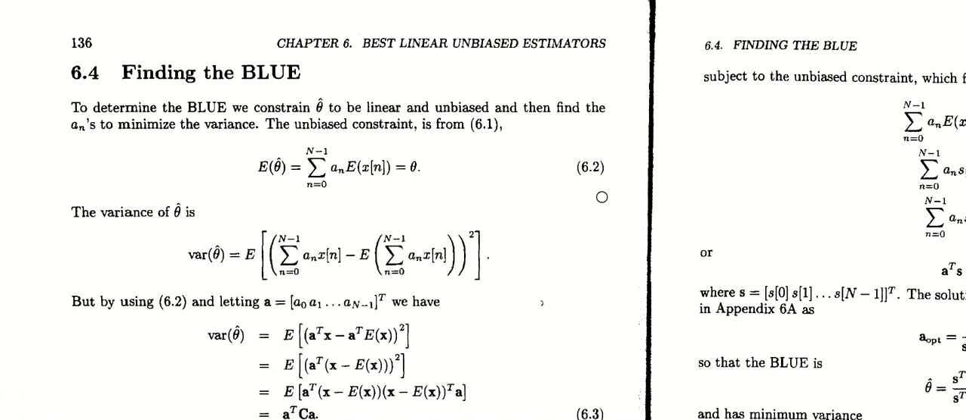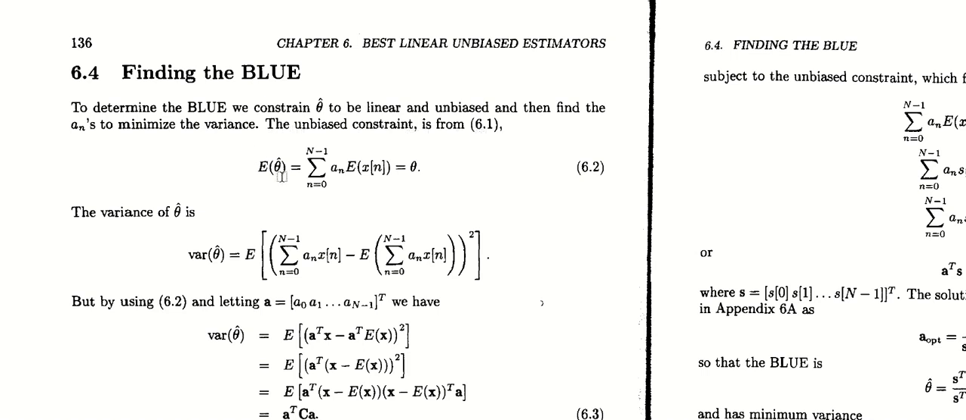To determine the BLUE, we constrain theta hat to be linear and unbiased, and then find the a_n to minimize the variance. So the unbiased constraint is from 6.1.